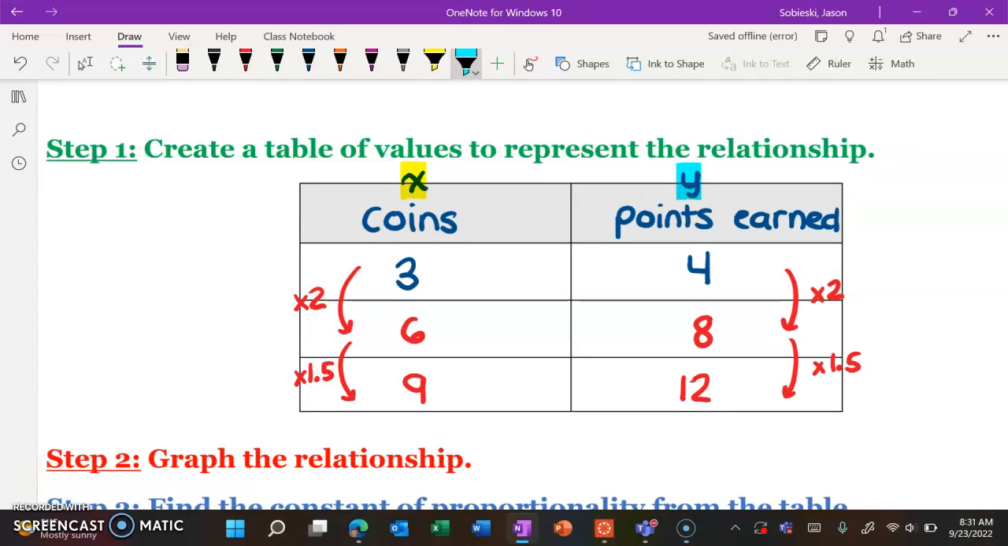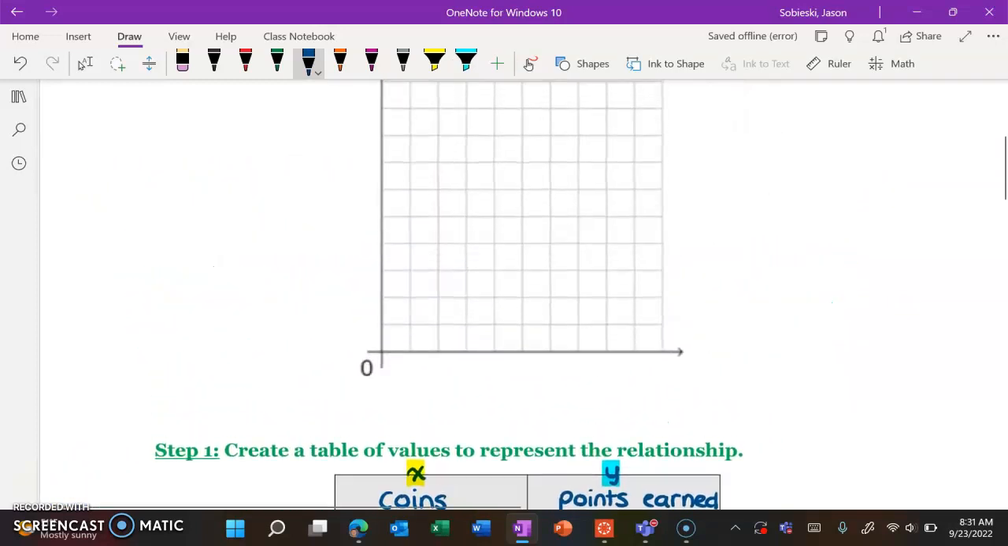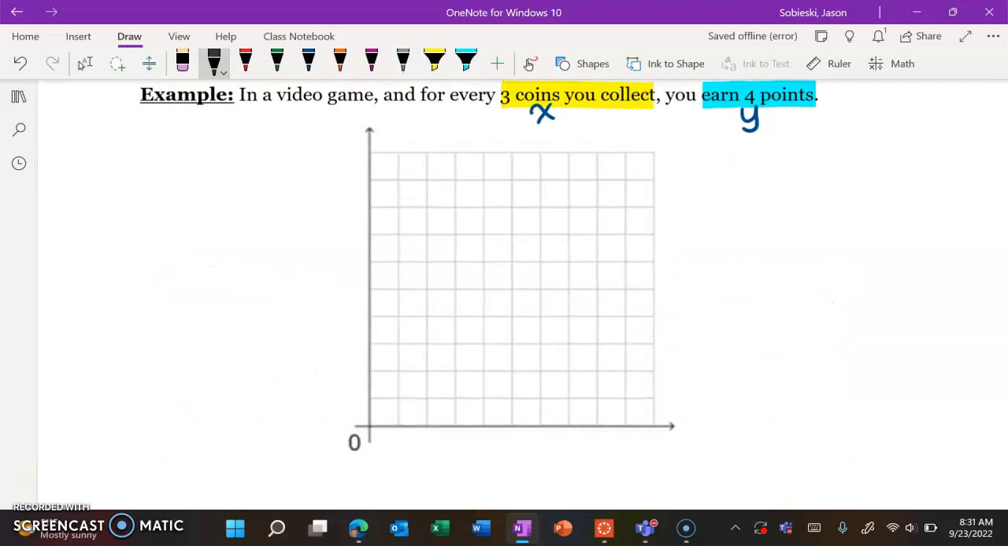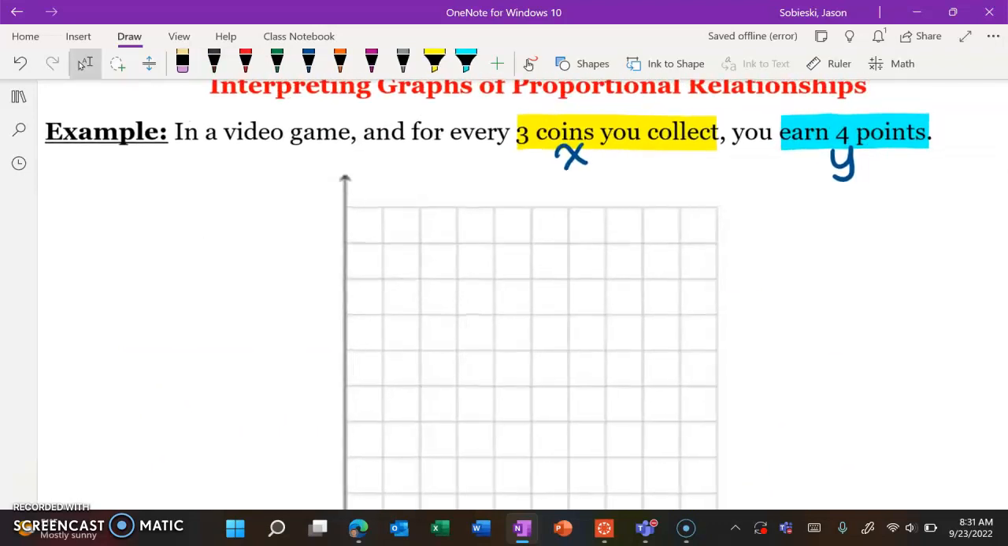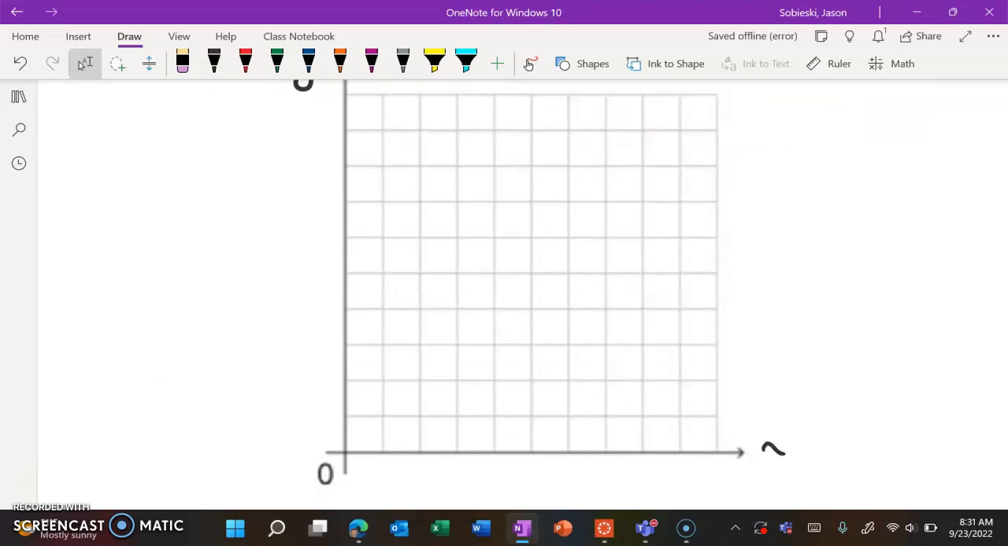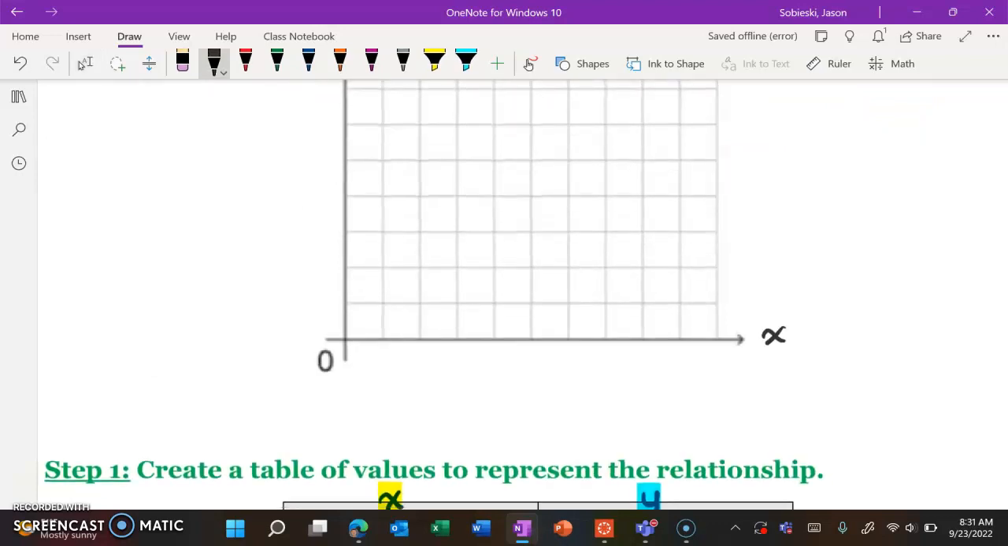Step 2 is now to create a graph from this. So just like we practiced in our first graphs lesson, we need to include all of the important pieces in our graph. So the first thing is a title. So maybe we could say video game points, something like that. And then we have to include labels for the x and y axis. So again, remember that y is the vertical axis and x is the horizontal. So we said x is always going to represent the number of coins that we collect, and y is going to be the number of points.